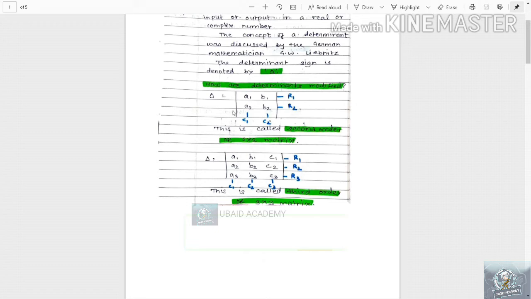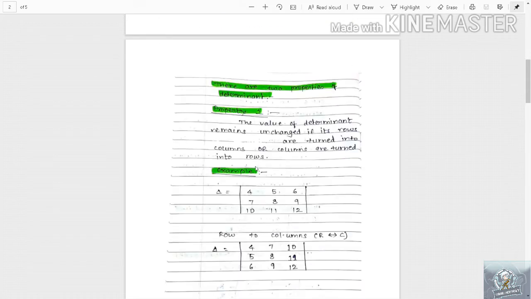This we have learned in 10th standard, but in 11th standard we are learning horizontal line A1, B1, C1 are called row 1, A2, B2, C2 are called row 2, A3, B3, C3 are called row 3. Similarly, vertical line A1, A2, A3 are called column 1, B1, B2, B3 are called column 2, C1, C2, C3 are called column 3. This is called third order or 3 into 3 matrix.